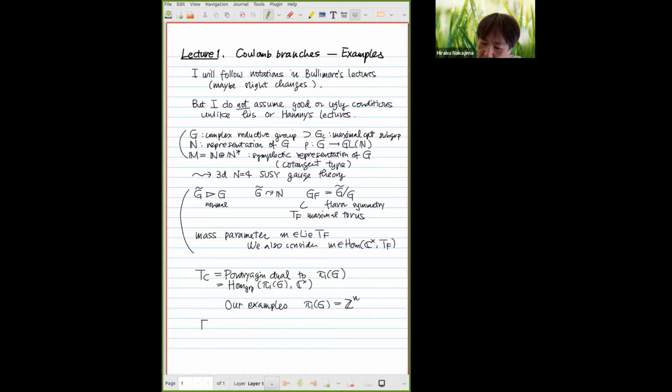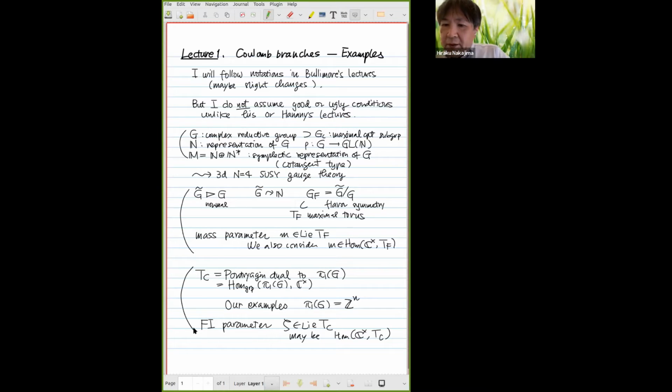Then the FI parameter, which I denote by zeta, is an element of the real Lie algebra of T_C, or as above, maybe a homomorphism from C star to T_C. So these are another set of data.